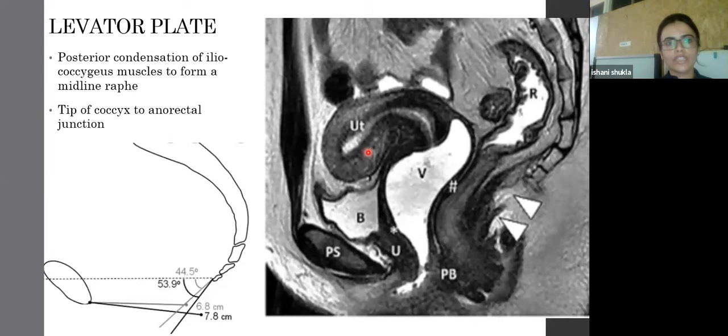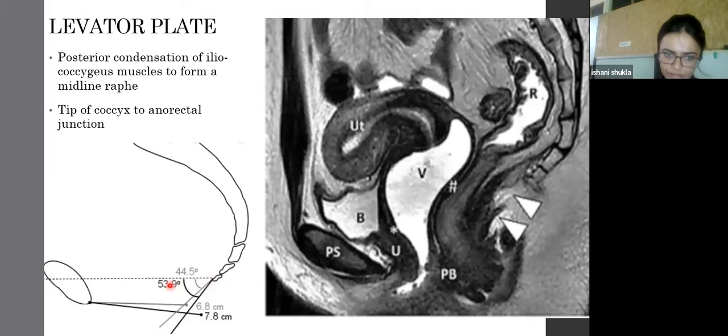It extends from the tip of the coccyx, which is here as we can see, to the anorectal junction. This is important because there's a levator angle which we have to measure with the horizontal reference line, and it is about 44.5 degrees in normal females. When there is pelvic organ prolapse, this angle increases.